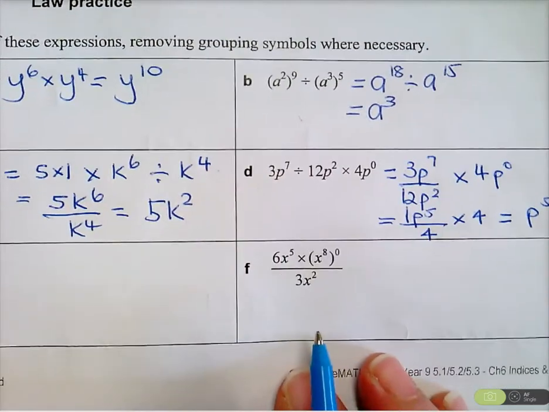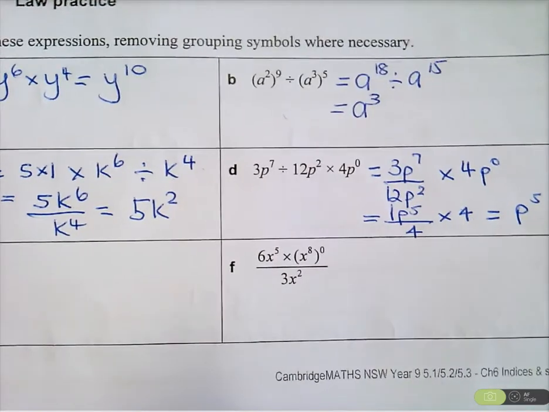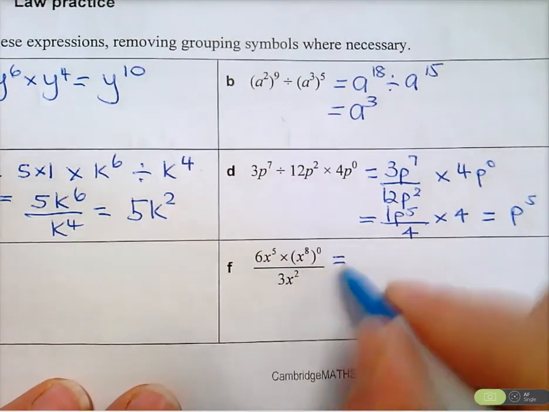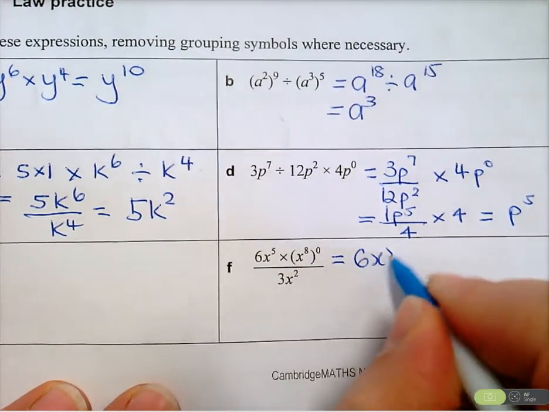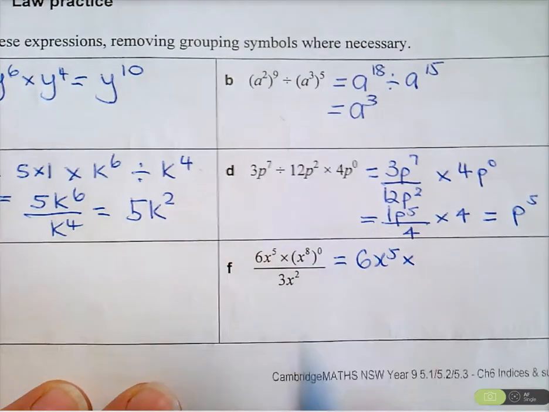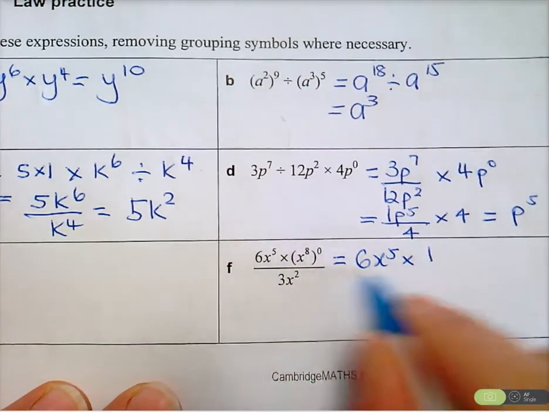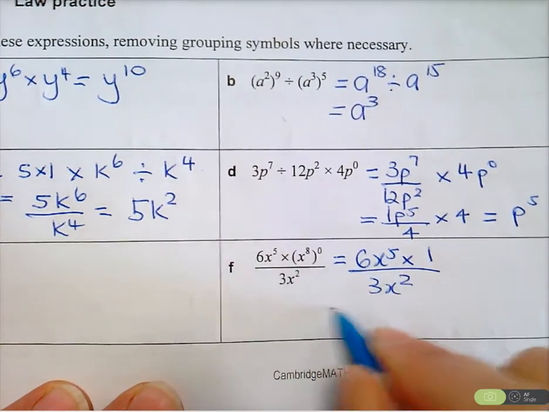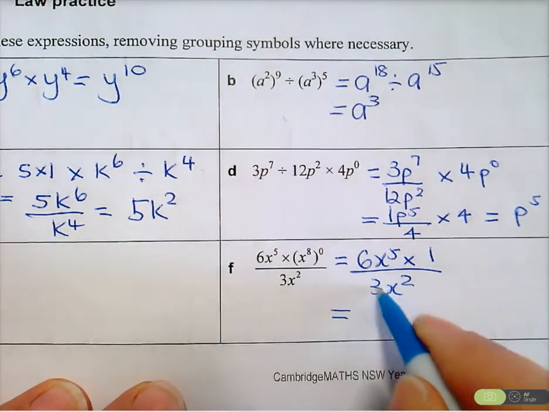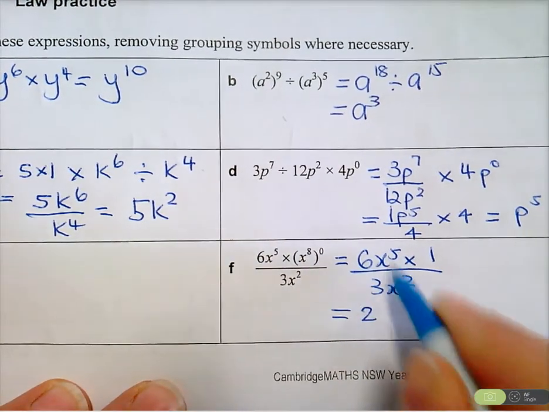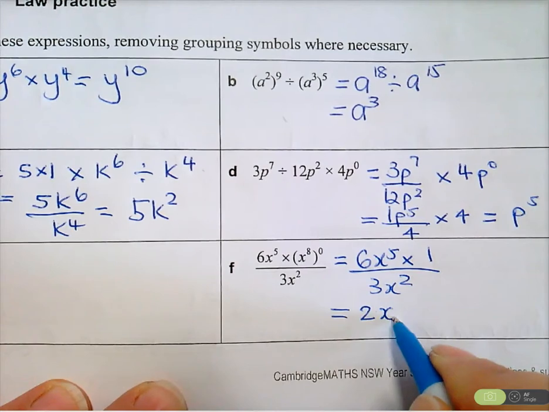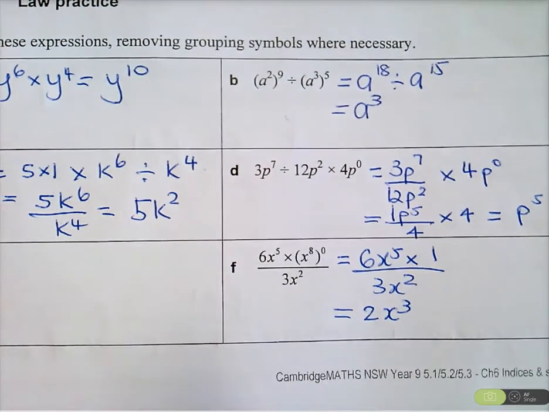Okay, coming over to the left, or can I do this one first? I'll do this one. 6x to the power of 5 times, what do we get here? 1 over 3x squared. May as well just ignore that 1. What's 6 over 3? 2. Where's the x cubed? On the top.